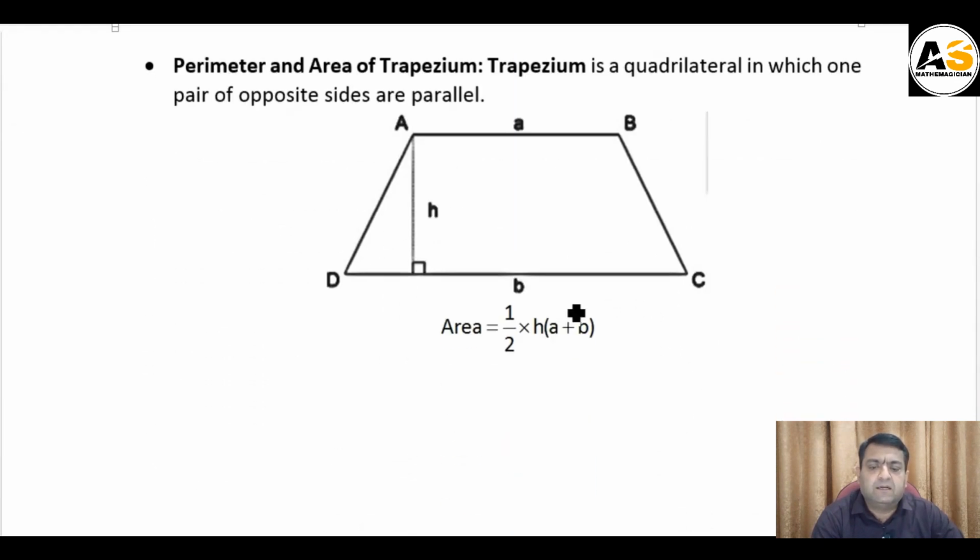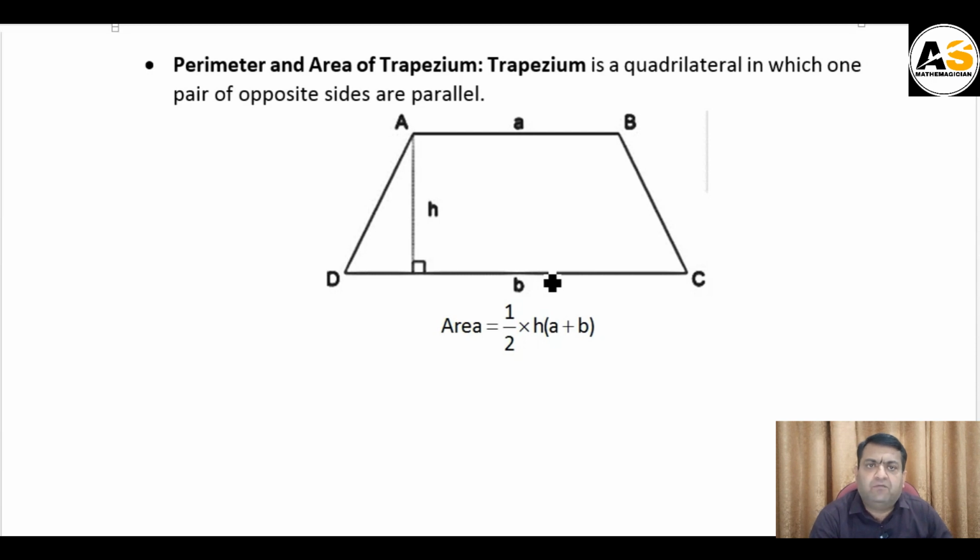Next shape is the trapezium. A trapezium is a quadrilateral whose two sides are parallel but not necessarily equal in length. Like this, A and B are parallel. This height is the distance between the two parallel sides. These two sides are not necessarily parallel. So what is the area? The perimeter of a trapezium will be the sum of all four sides, because all four sides can be different in length over here. So we don't have any formula.